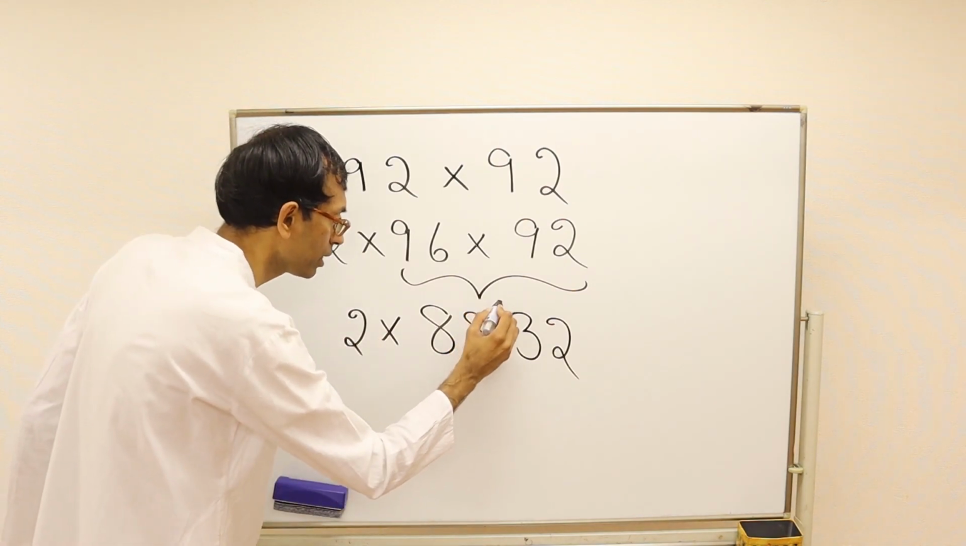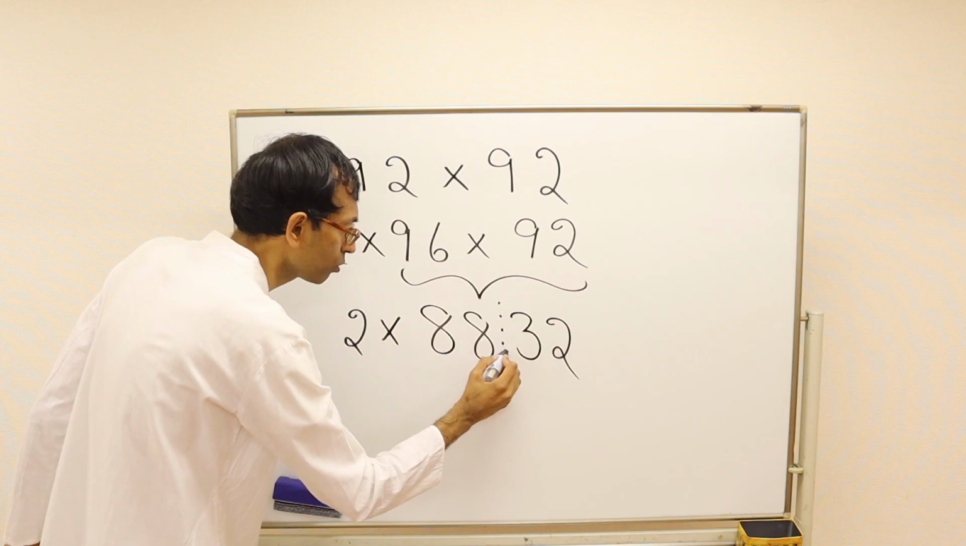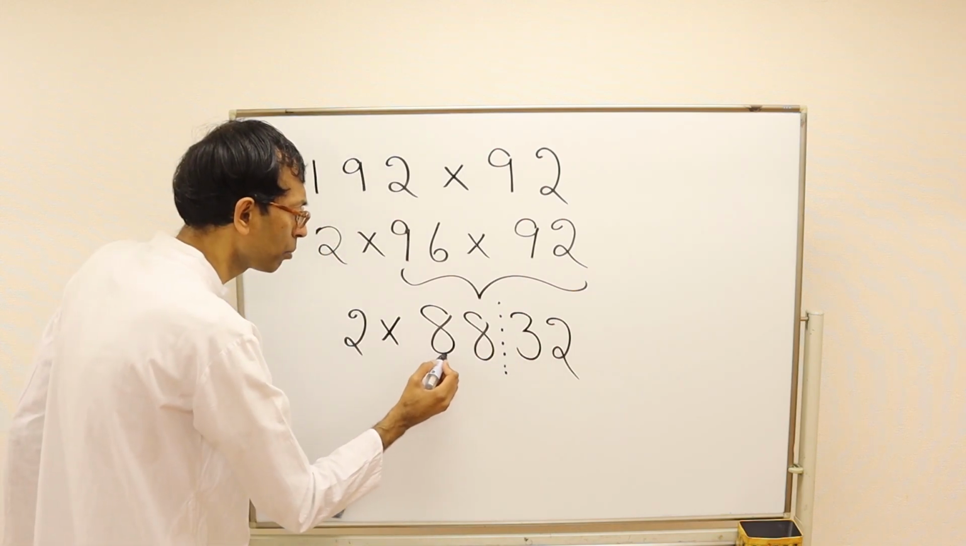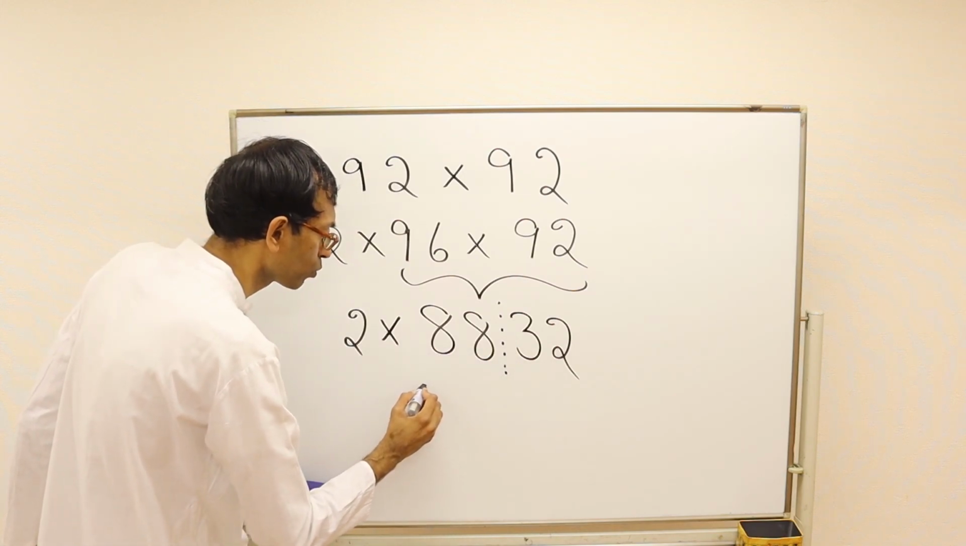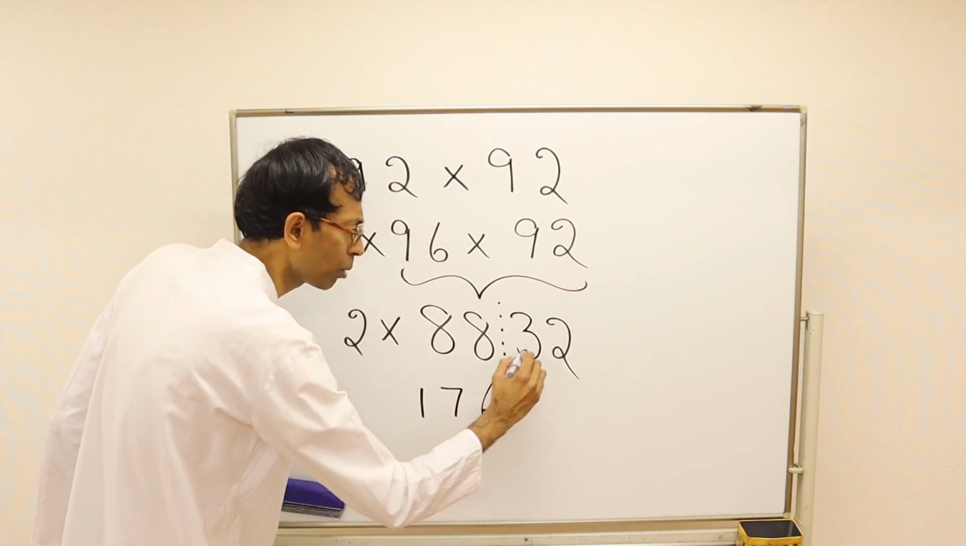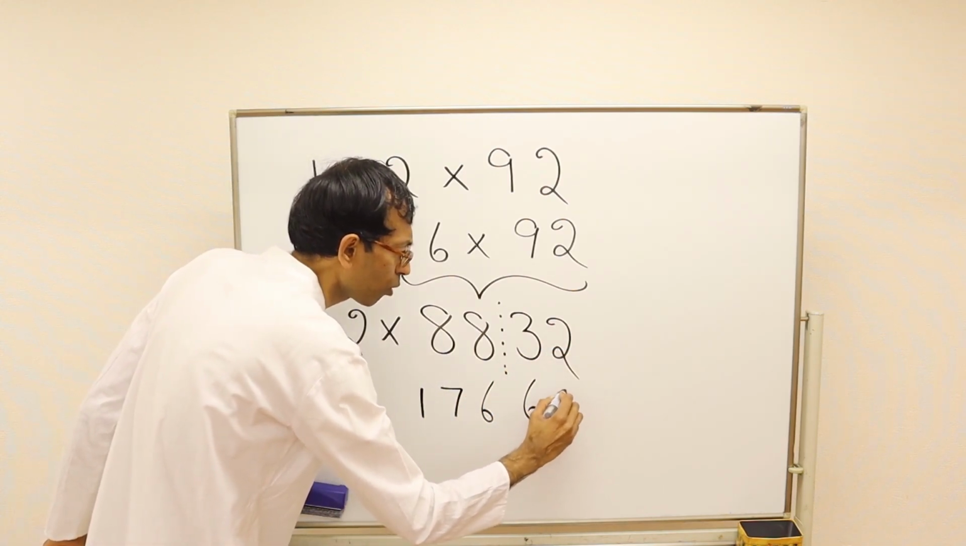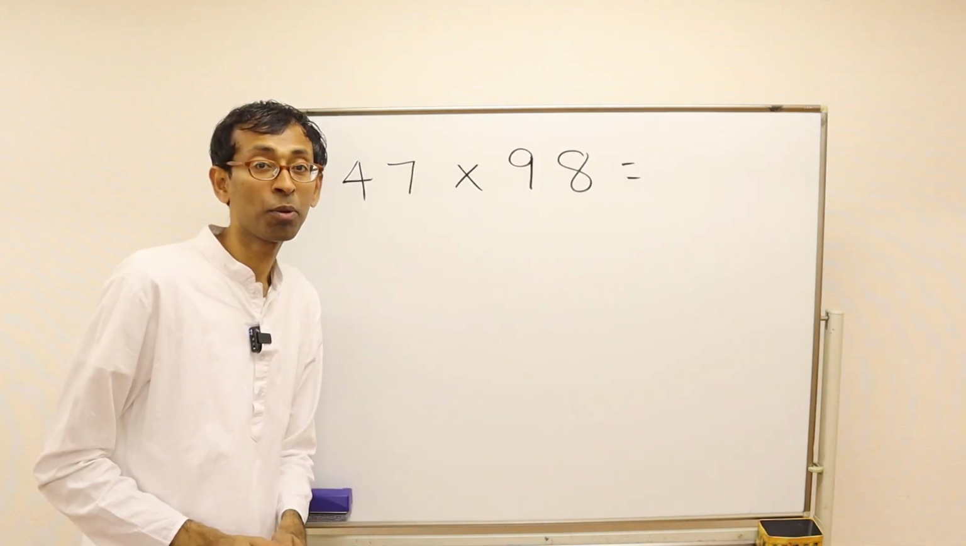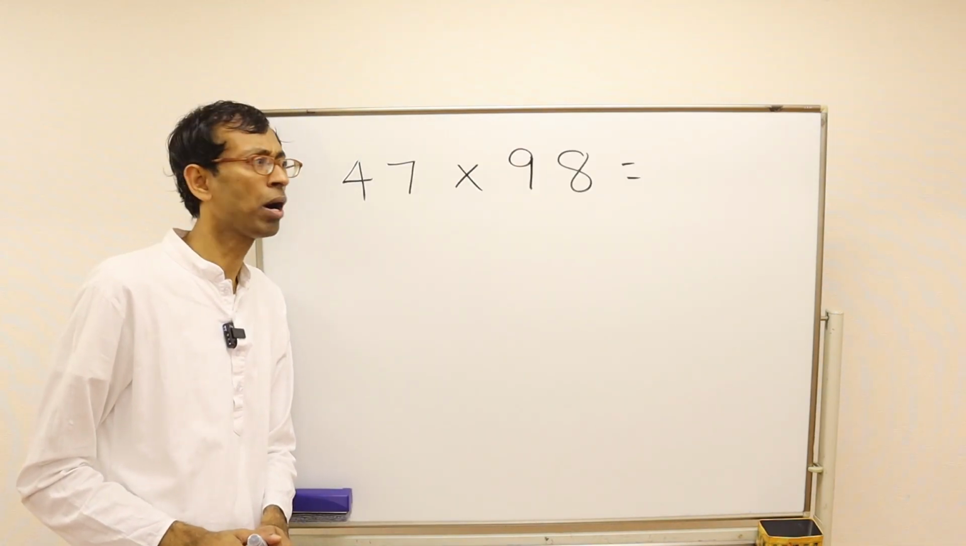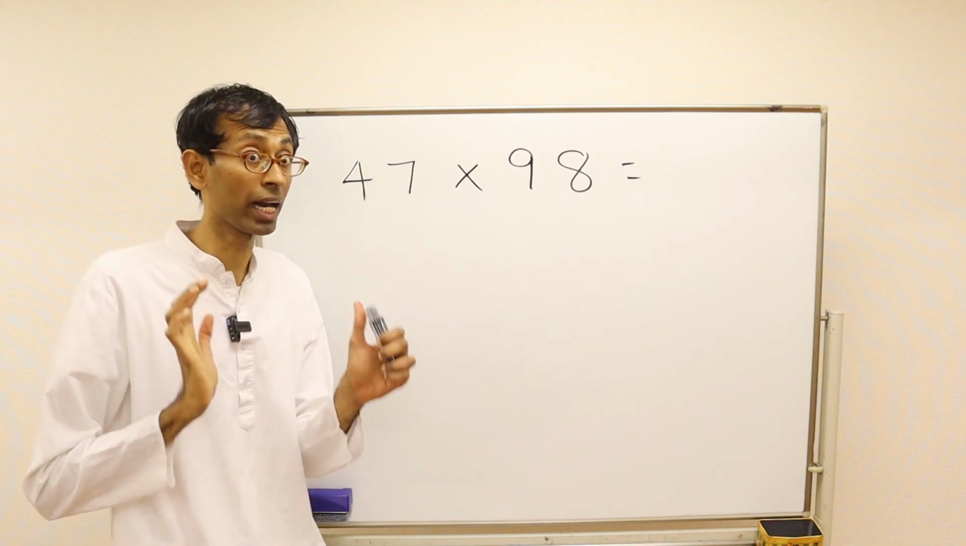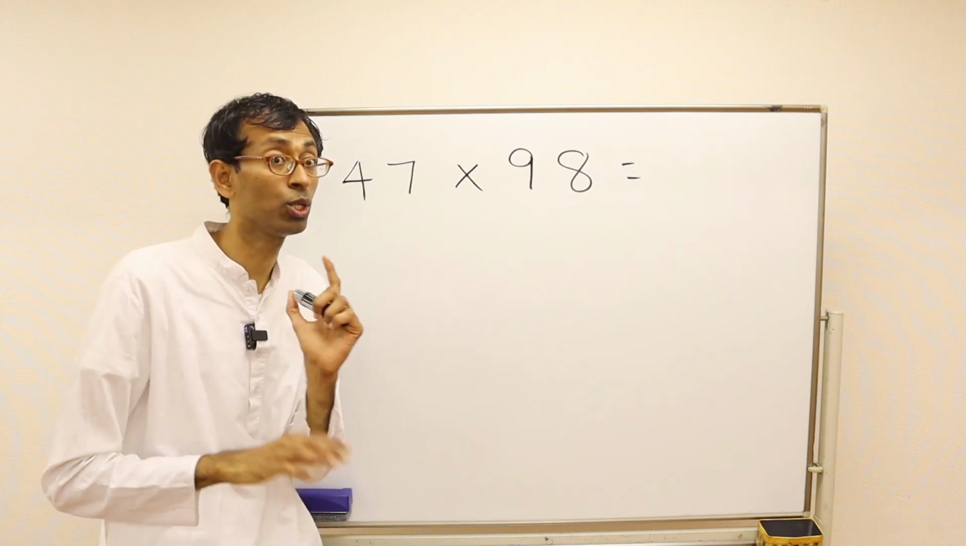So it's like we double this number. You can use the number splitting here. Double of 88 is 176. Double of 32 is 64. As simple as this. Now pause the video and think about how to solve this problem using regular base multiplication. Don't do this yet.